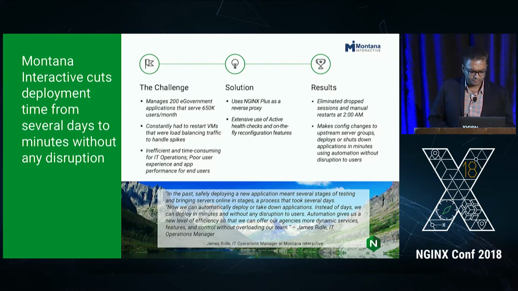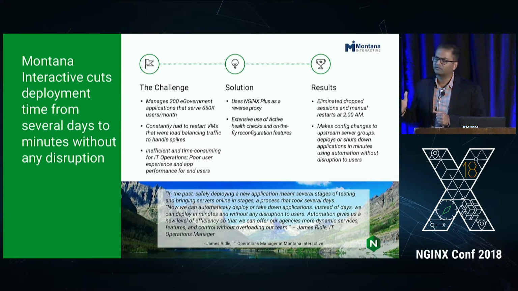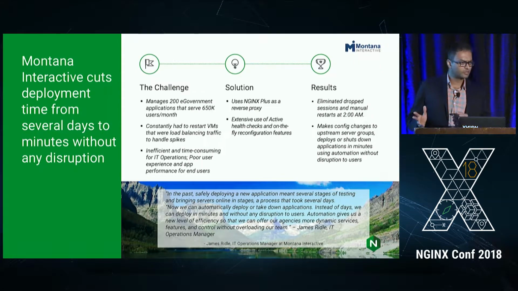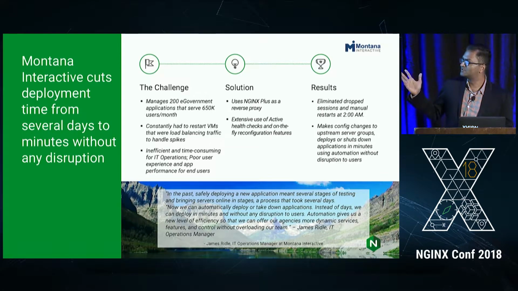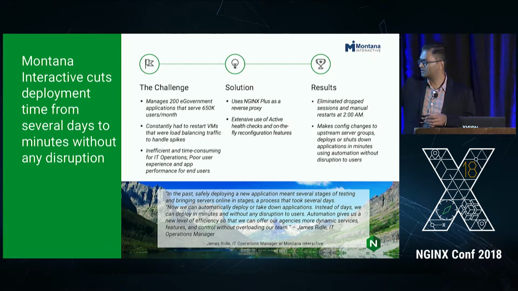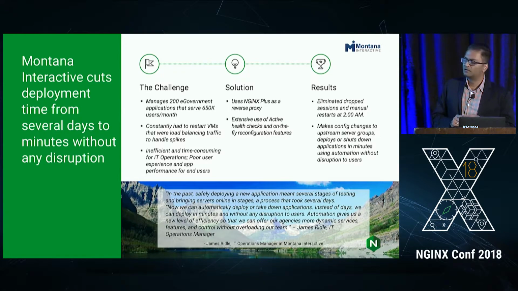Let's go through a case study, right? Montana Interactive is an e-government solutions provider. They support hundreds of e-government solutions in partnership with city, state, and county entities in Montana. This is an interesting case study. This person, James Riddle, manages up to 200 e-government applications and 650,000 users per month.